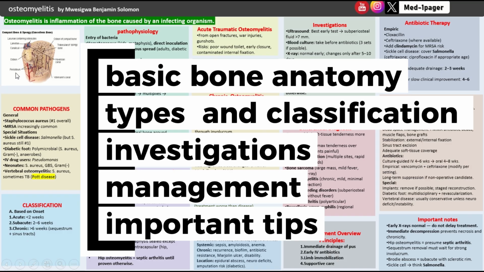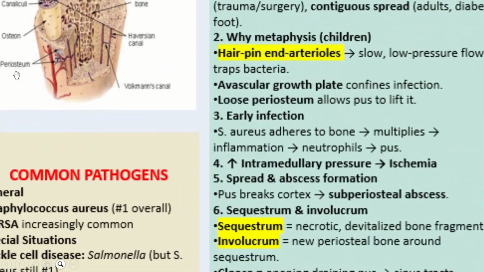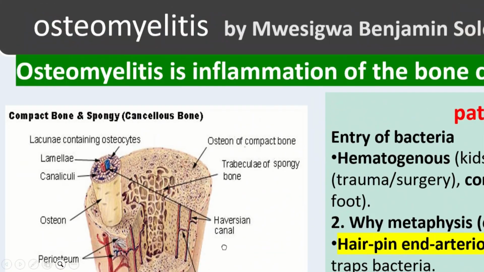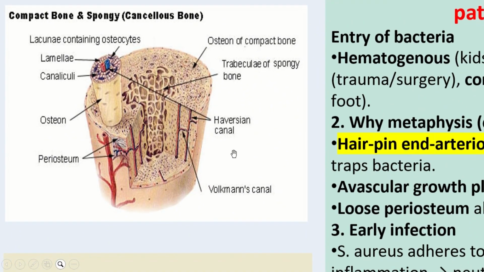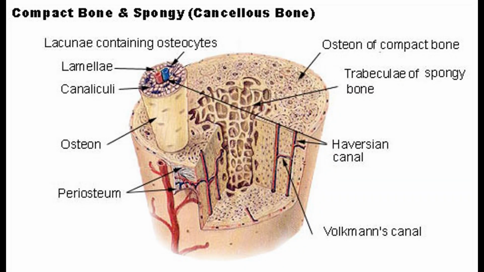So when you look at the bone, we can briefly try to recap the anatomy of the bone. The bone basically has the cortex, which is the outside hard part of the bone, and then we have the spongy bone inside. And around the bone, normally, we have what we call the periosteum, which is going to provide blood supply to the outer part of the bone, the outer third of the bone.